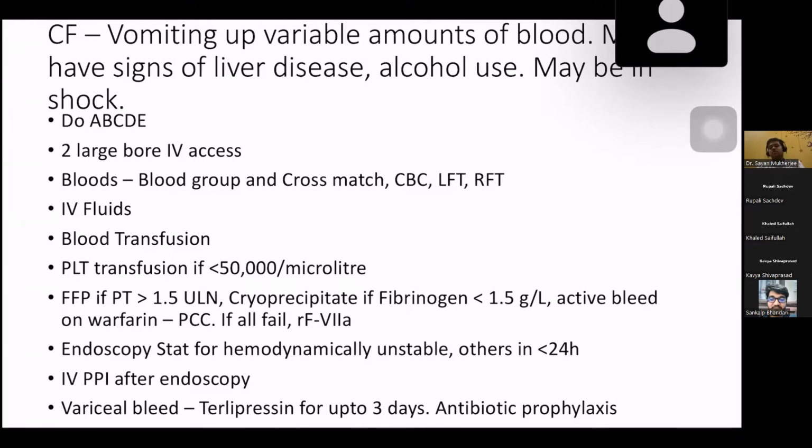Now, this is important because a large amount of blood is going into the stomach. So it's a protein load. So in these patients who are alcoholics, they also have a risk of spontaneous bacterial peritonitis and things like hepatic encephalopathy. So antibiotic prophylaxis is generally given. Something from the cephalosporin group is preferred for these patients.